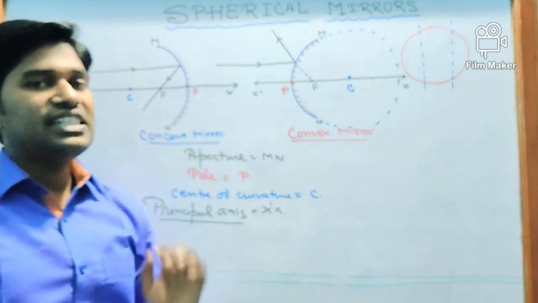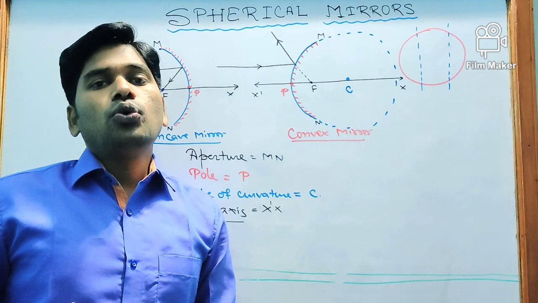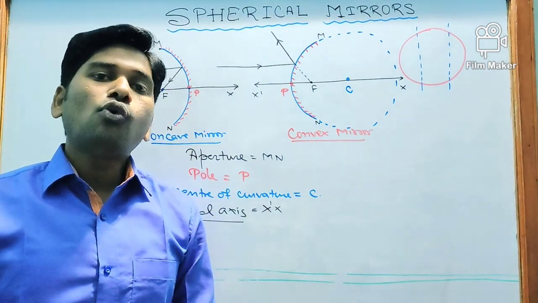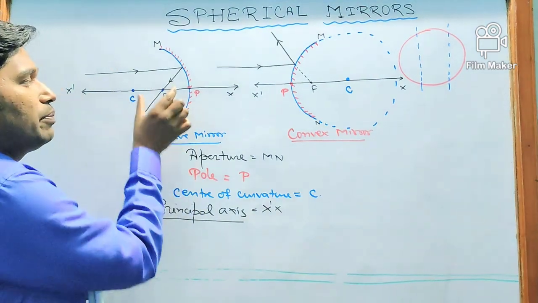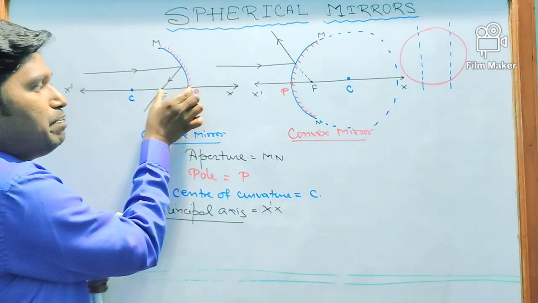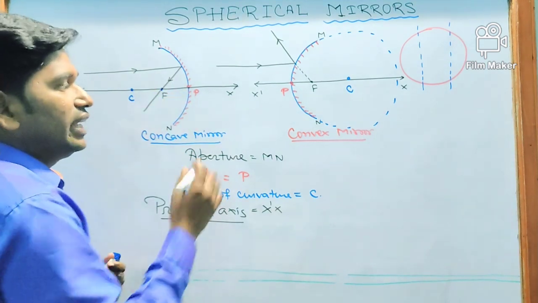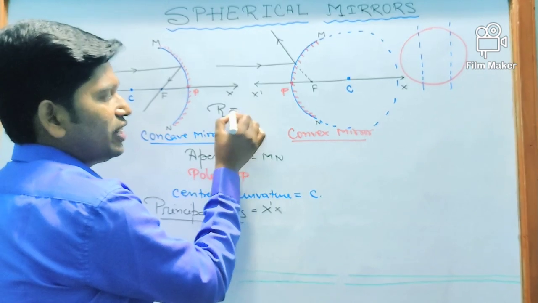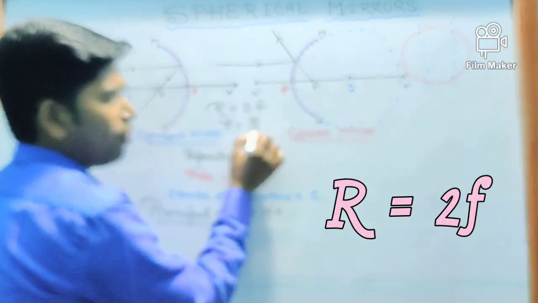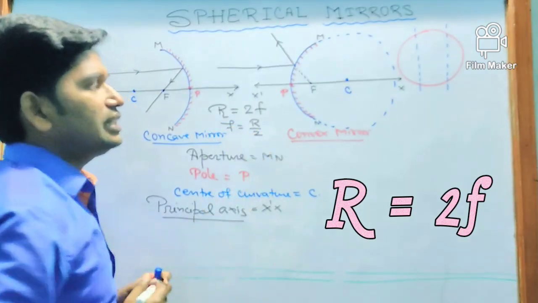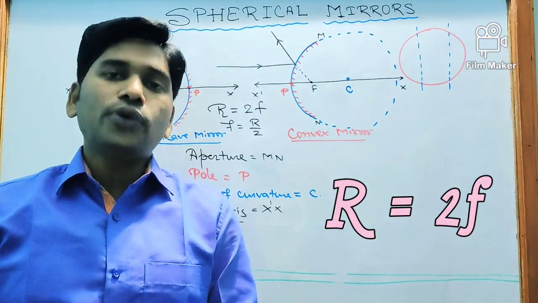So the PF distance is known as the focal length, and we must know the relationship between focal length and radius of curvature, that is, the relation between PF and CP. PF is half of CP, so we can write that the radius of curvature is double the focal length, or the focal length is half of the radius of curvature. So this is the relationship between radius of curvature and focal length.